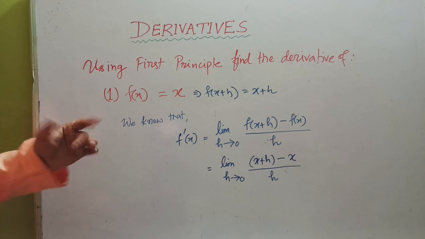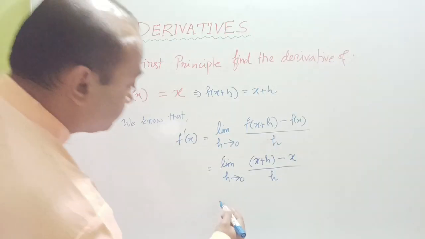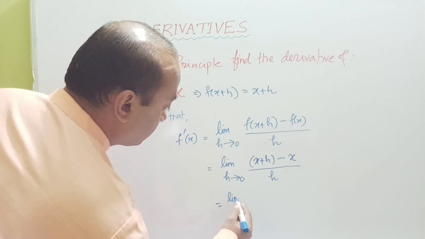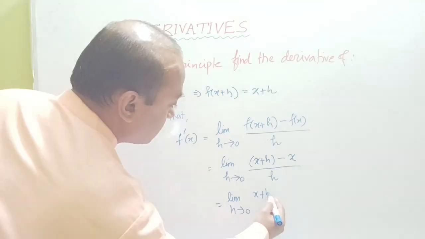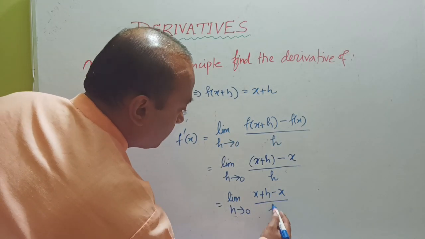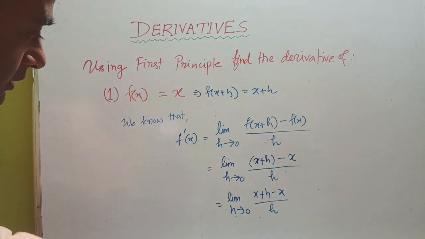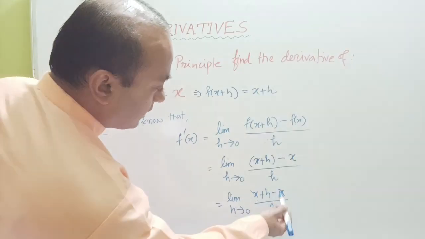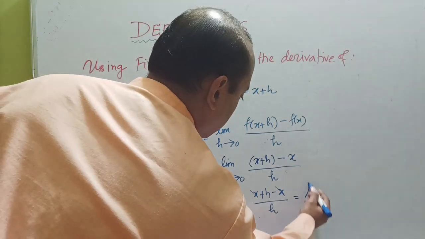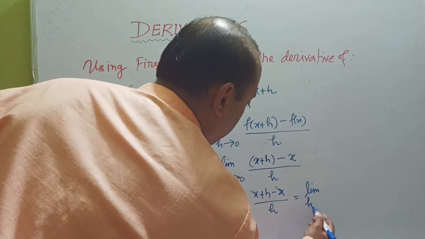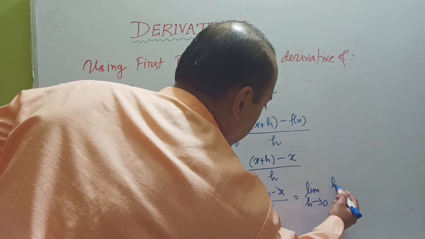Now you see in the numerator, if I remove the bracket sign, what will be remaining? Only x plus h minus x upon h. Is anything getting cancelled? Yes, x is getting cancelled. So what is remaining? We are left with only limit of h tends to 0, h upon h.